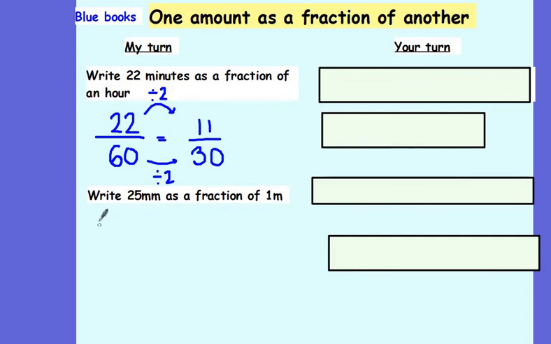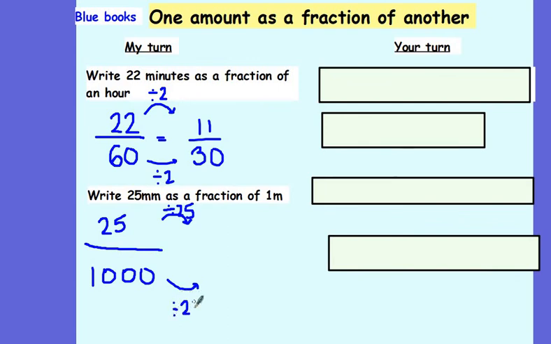For the next question, I've been asked to write 25 millimetres as a fraction of a metre. Now here's my question to you, George. How many millimetres are there in a metre? Indeed, there are 1,000. 100 centimetres in a metre, 10 millimetres in a centimetre, 1,000 millimetres in a metre. If I divide top and bottom by 25, this leaves me with 1 out of what, Charlie?